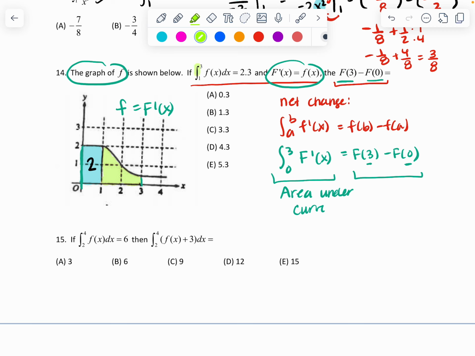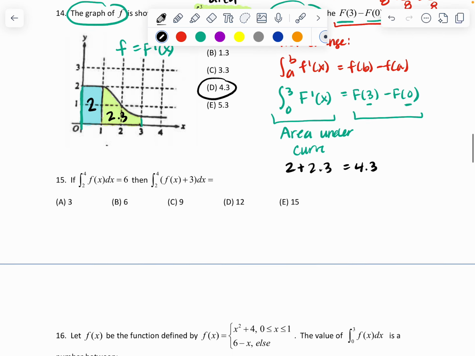But there is one thing I have not used yet, which is this. It says that the integral from 1 to 3 of f is 2.3. This is just saying that the area from 1 to 3 is 2.3. So, hey, they told me what it was. So what's the area under the whole curve? It's going to be 2 plus 2.3, which equals 4.3, which is D.